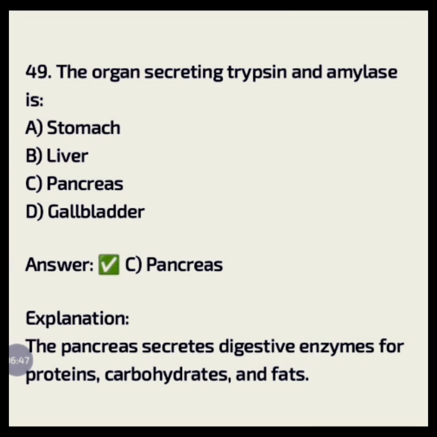The organ secreting trypsin and amylase is: option A, stomach; option B, liver; option C, pancreas; option D, gallbladder. The correct answer is option C, pancreas. The pancreas secretes digestive enzymes that act on proteins, carbohydrates, and fats.